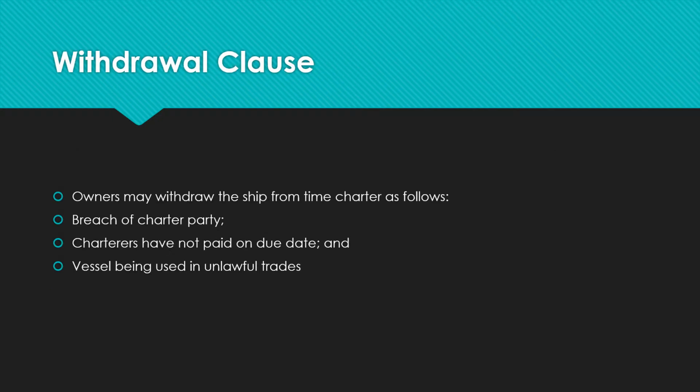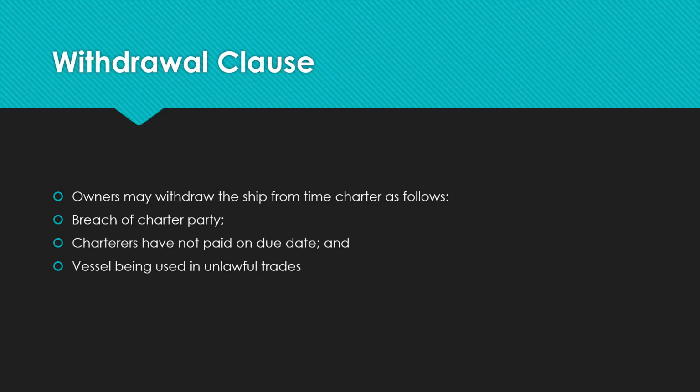In the withdrawal clause, owners may withdraw the ship from the time charter as follows: if there is a breach of the charter party, if the charterers do not pay their dues by the due date, and if the vessel is being used by the charterers in unlawful trades. The withdrawal clause is included in the charter party agreement between the charterers and the owners basically to protect the owners. So owners always have the option to withdraw the vessel from the trade, take the vessel back, or stop leasing the vessel to the charterer if any of these factors are found to be happening.